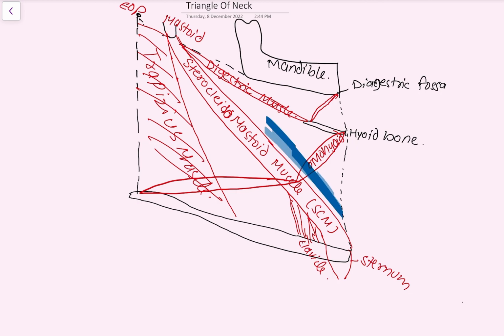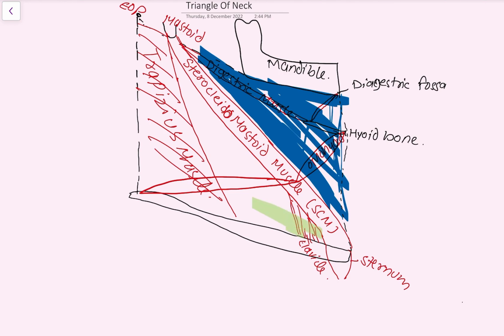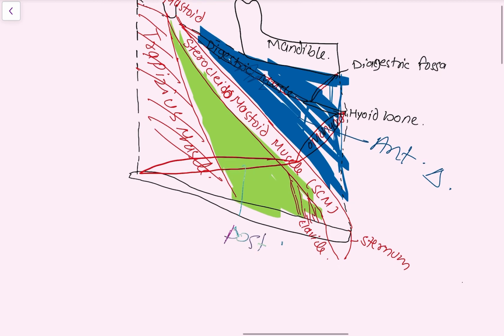Okay, and so let's just divide it. Whatever is anterior to the sternocleidomastoid, this is the anterior triangle, right? And whatever is posterior to it, this is the posterior triangle, right? So this is the anterior triangle and this is the posterior triangle. So let's just make it in a simplified line diagram.